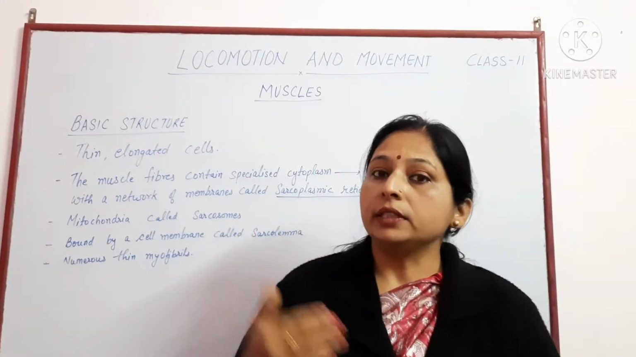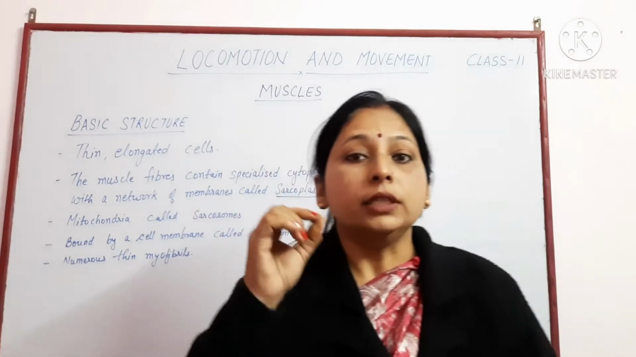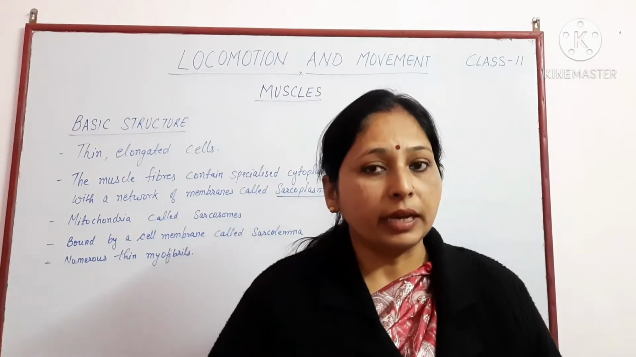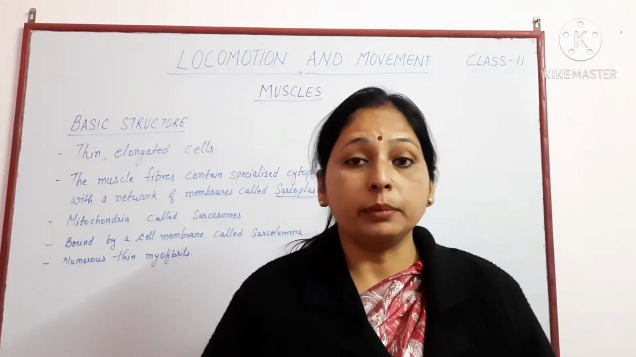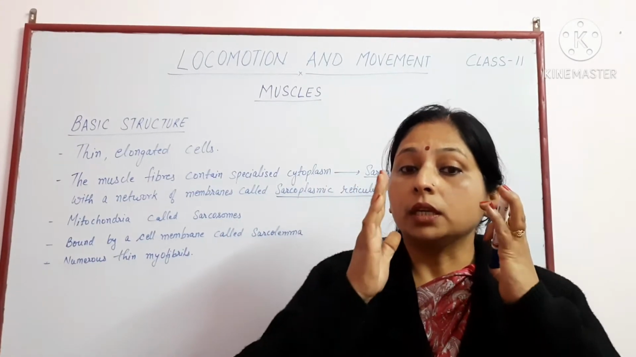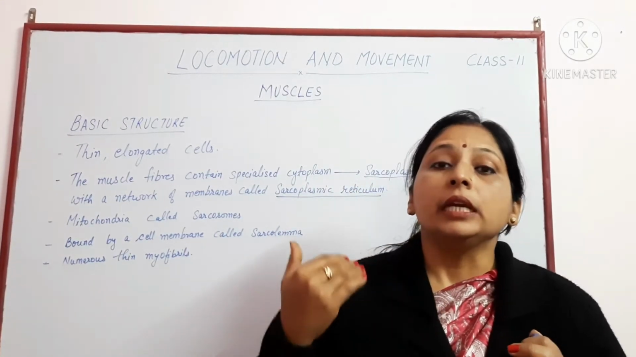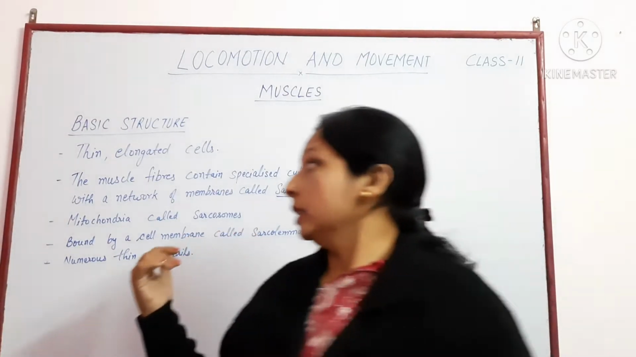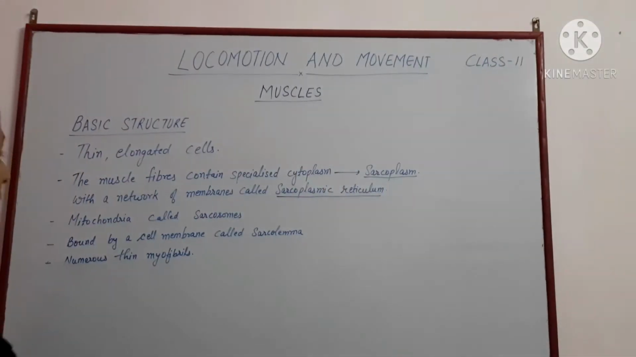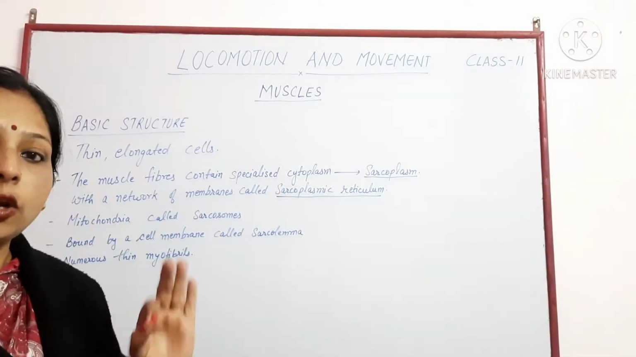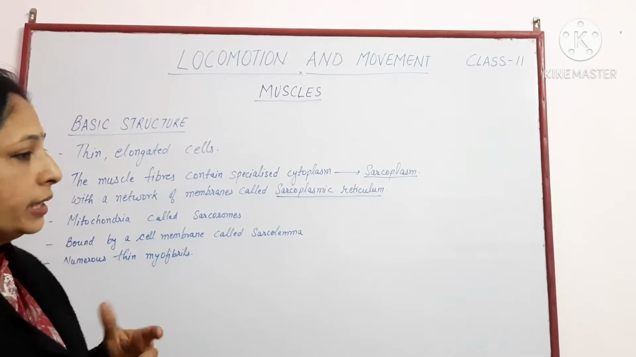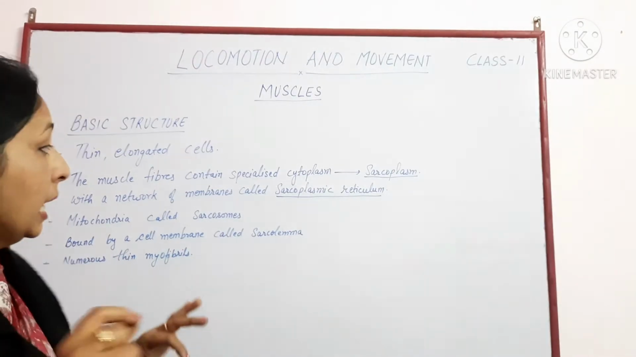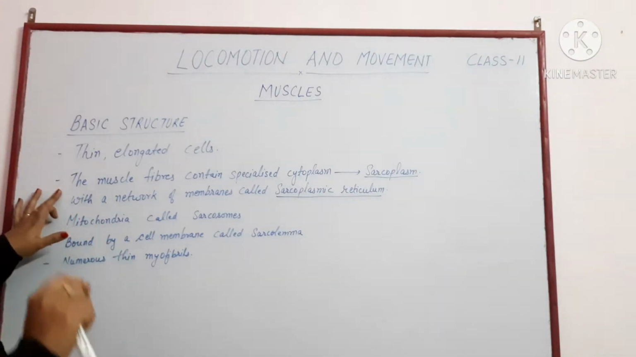So let's start with the basic structure of the muscles, which contain muscle fibers. What is the structure of a muscle fiber? What are the components involved in making a muscle? Muscles have thin elongated cells. These thin elongated cells make muscles.